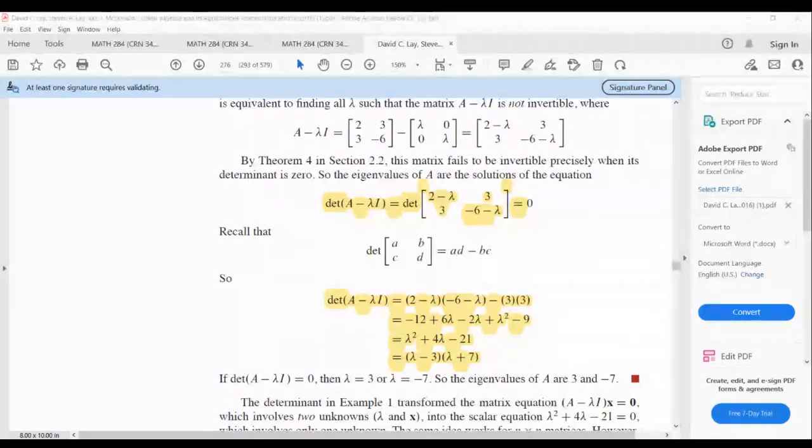So the determinant of A minus lambda I is equal to lambda squared plus 4 lambda minus 21, and that factors into lambda minus 3 times lambda plus 7. Well, this means that lambda would have to equal then 3 or 7. So those are your eigenvalues.